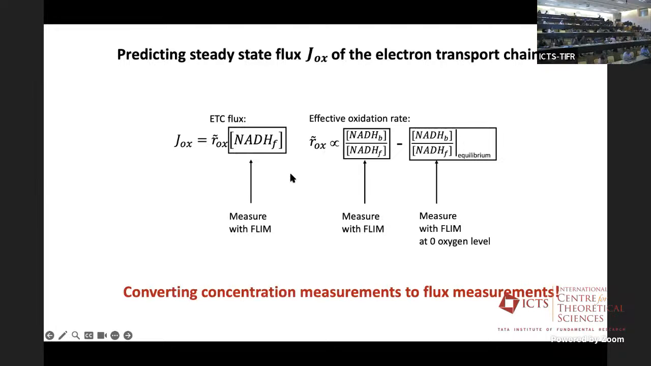I had a follow-up question. Sorry. The equilibrium ratio of bound and free NADH that you are defining at zero oxygen level, would that not depend on the oxygen level? Because the equilibrium, I'm guessing, would depend on the external oxygen concentration you have, right? Is there any particular reason you are taking the zero oxygen level to be the equilibrium value here?